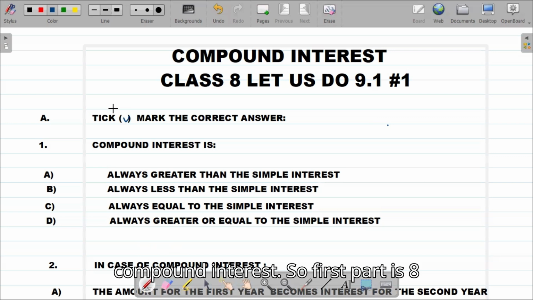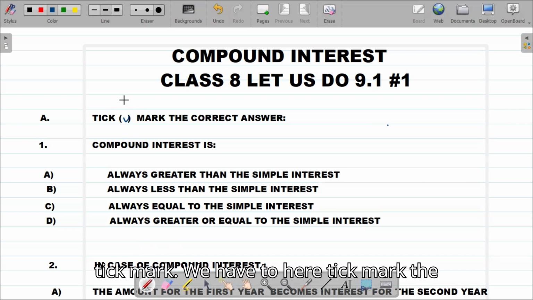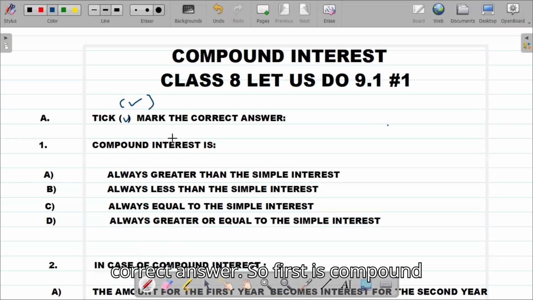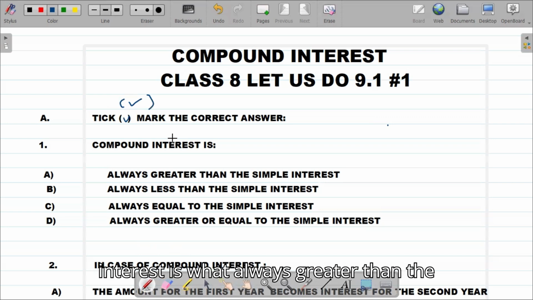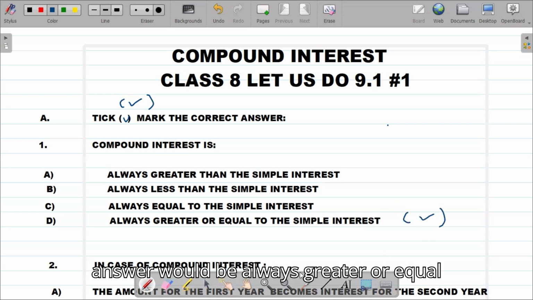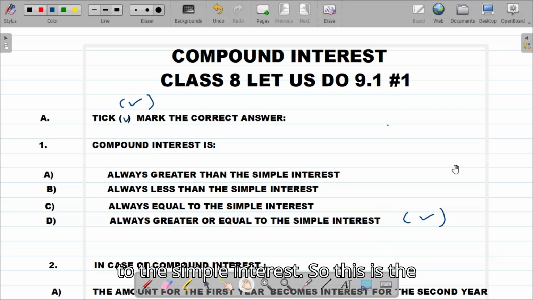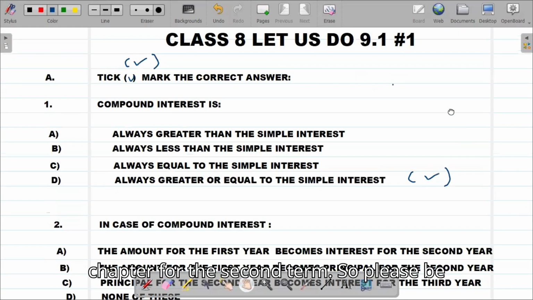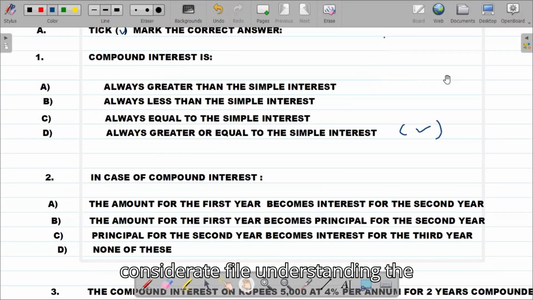So the first part is tick mark. We have to tick mark the correct answer. First: compound interest is what? Always greater than the simple interest, always less than the simple interest, always equal to the simple interest, or always greater or equal to the simple interest. So here the answer would be always greater or equal to the simple interest. So this is the chapter for the second term. So please be considerate while understanding the chapter.